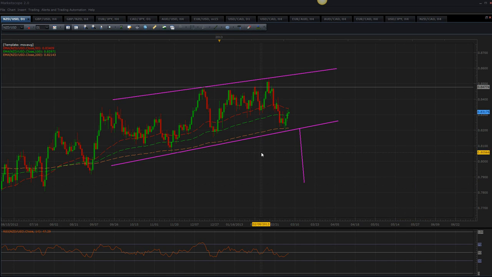Always good to have that 200-day EMA on your chart, and definitely keep an eye on it to see if we can finally close below it sometime in the coming weeks.